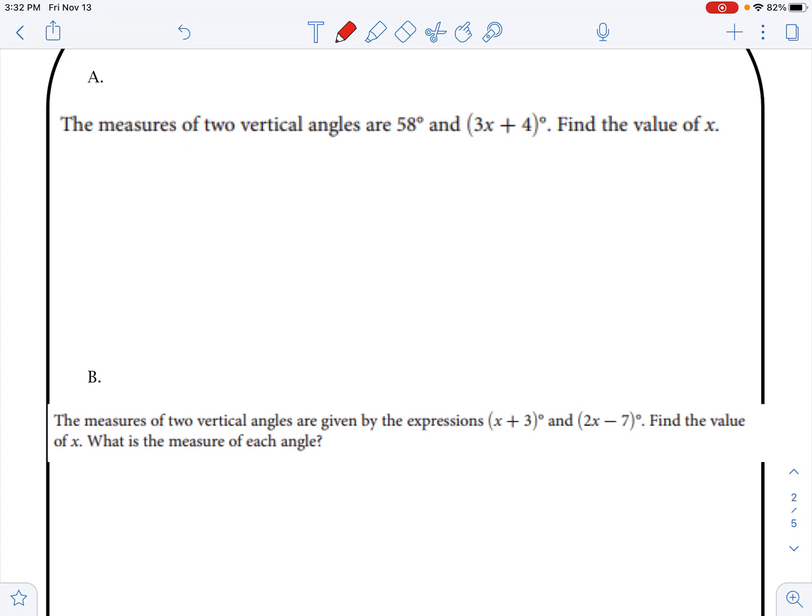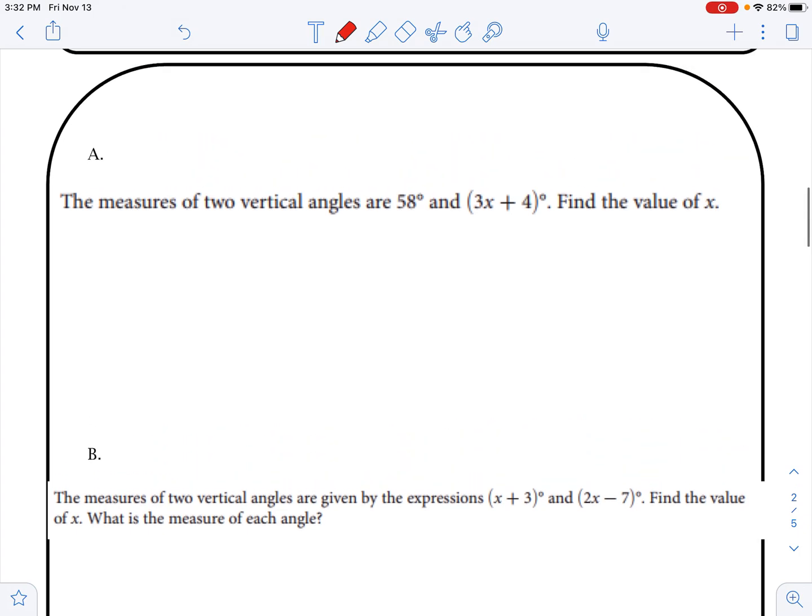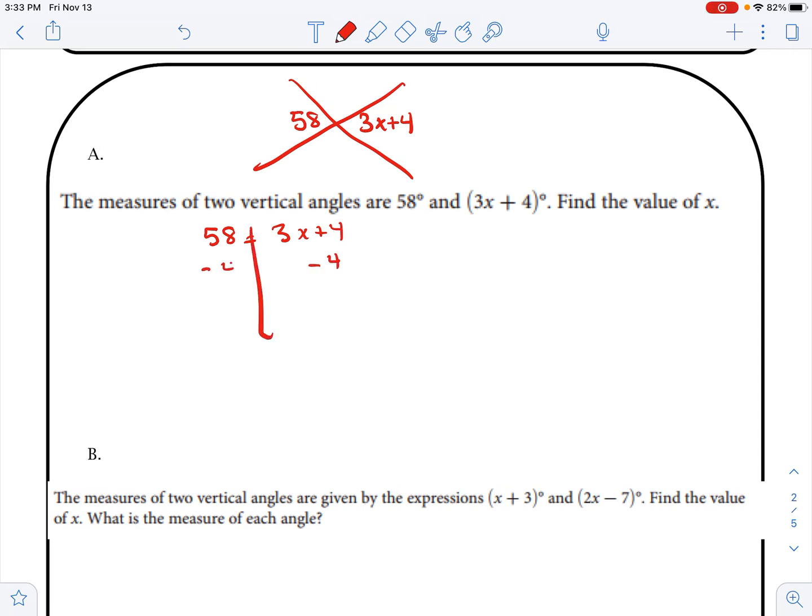It says the measure of two vertical angles are 58 and 3x plus 4. If I were to just draw it, vertical angles are, if I draw two lines that intersect, opposite of one another. What our rule is, we know the vertical angles are congruent. So we would say 58 is equal to 3x plus 4. Then we solve for that. We'd subtract 4: 54 equals 3x. Divide by 3, and 18 equals x.